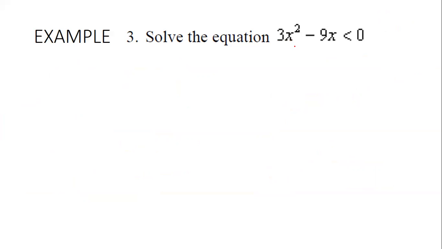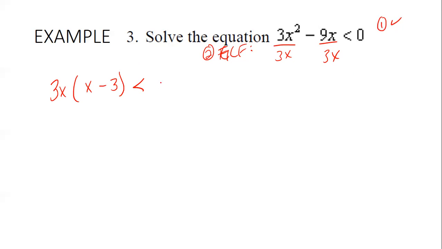So 3x squared minus 9x. Step 1 is good to go. Step 2 is to factor, or GCF. And is there a GCF here? Yes. It's 3x, right? So we're going to factor out 3x, and we're left with x minus 3 is less than 0.